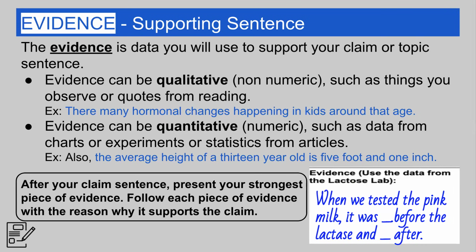After your claim sentence, present your strongest piece of evidence. Follow each piece of evidence with the reason why it supports the claim. So the evidence from the lactose lab. When we tested the pink milk, it was blank before the lactase and blank after the lactase, right? So you would say it was positive for glucose or negative for glucose. However you want to word that, just the facts.